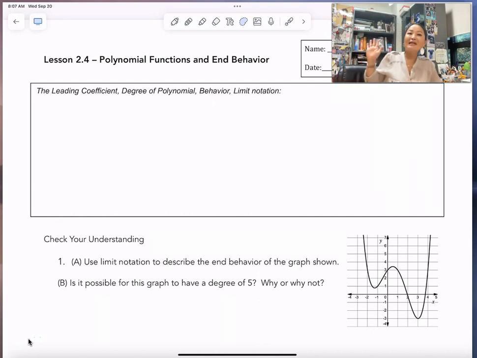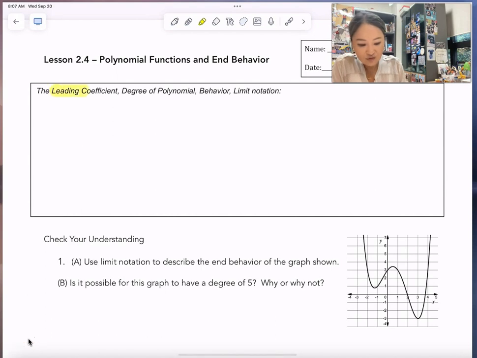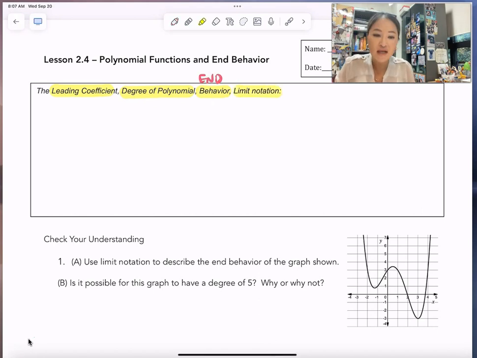Now, why I'm doing this on the video lesson is because I feel like a lot of you are kind of familiar with this lesson and this idea. And honestly, we've been talking about this all throughout until this point. But we're going to formalize everything, okay? So leading coefficient, degree of polynomial, the end behavior specifically, and also the limit notation. I think the limit notation is a little bit new to some of you, okay?